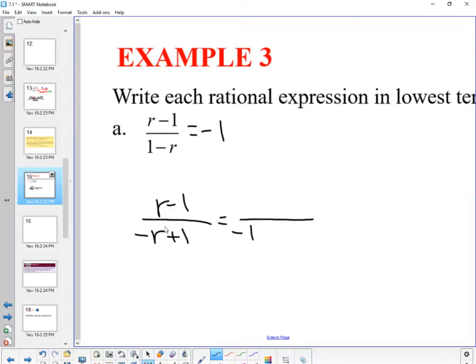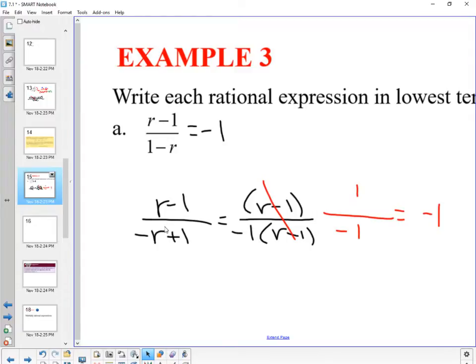So I factor out a negative 1 in the denominator. I'm going to get R minus 1 now. And now I have them the same. See that? So 1 over negative 1 is? Negative 1. So watch for those things. They're nice little shortcuts you can take.